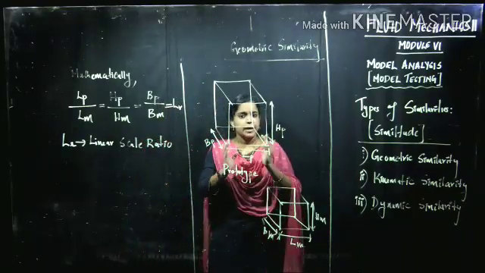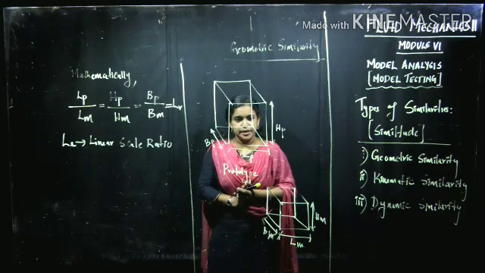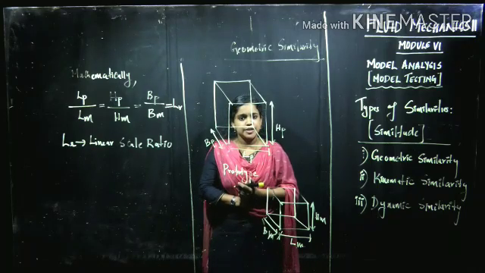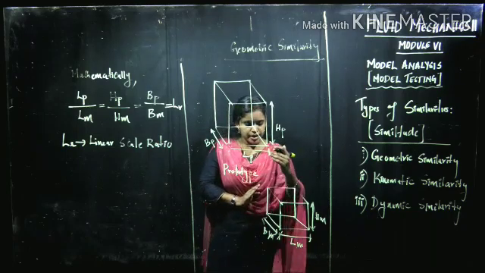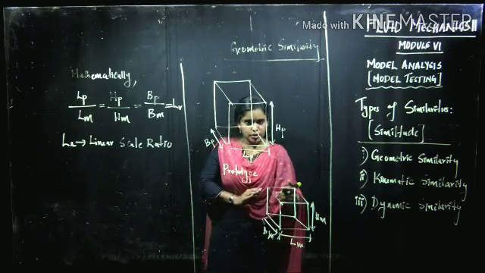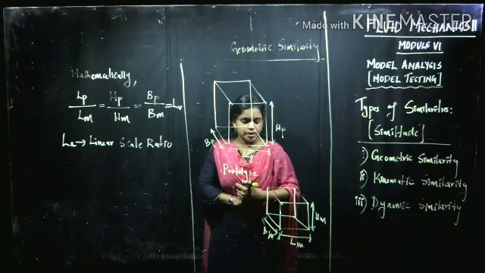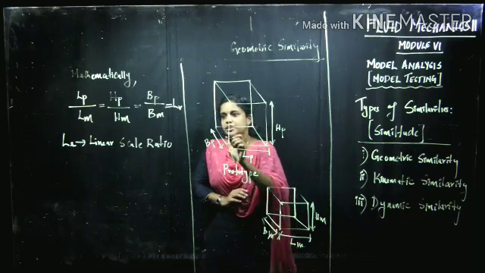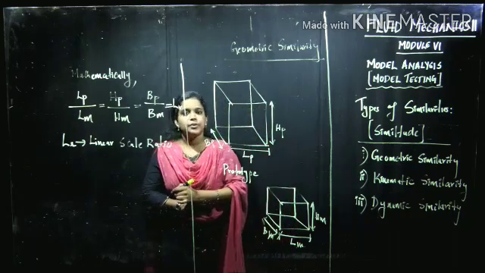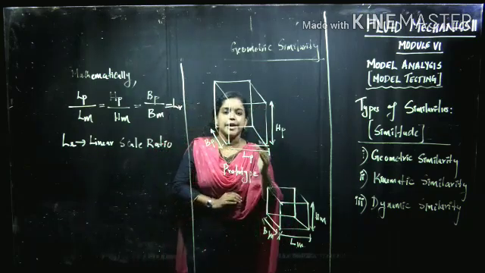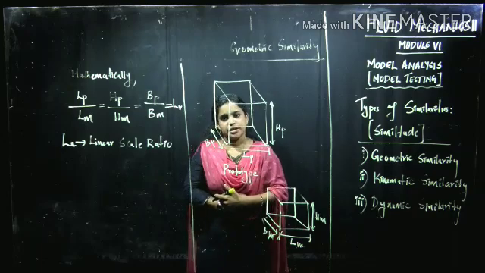So a model and prototype are geometrically similar if their linear dimensions possess equal ratios. That is, length of the prototype by length of the model, height of the prototype by height of the model, breadth of the prototype by breadth of the model. If it is equal to a single value equal to LR, we can say that the model and prototype are geometrically similar.